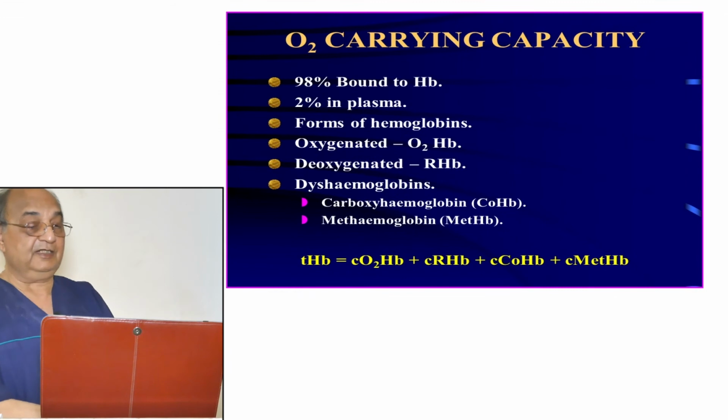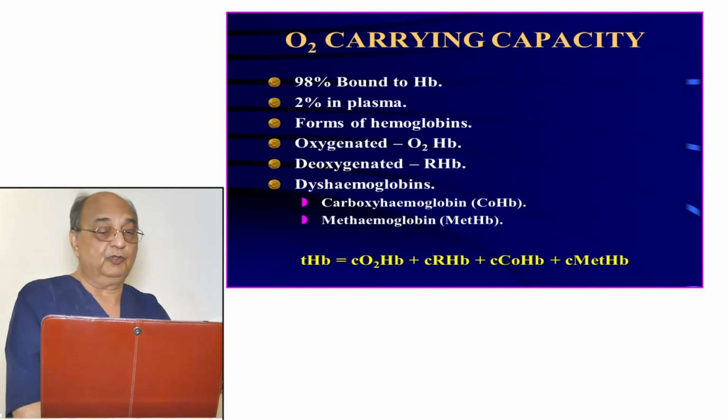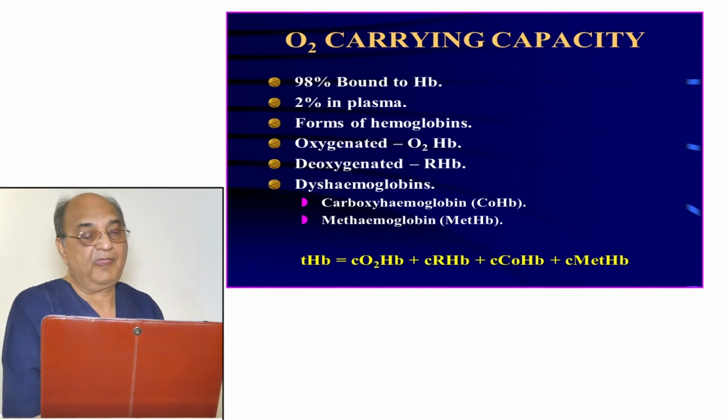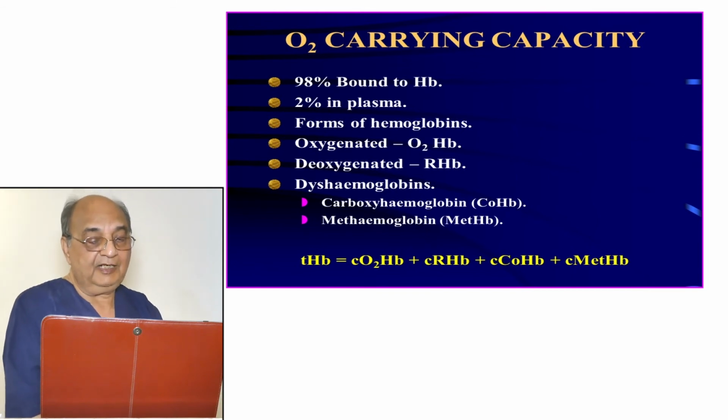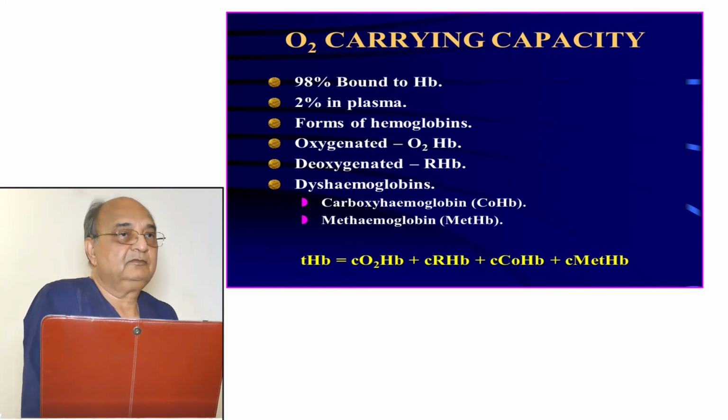Oxygen carrying capacity: 98% is bound to hemoglobin, 2% is in the plasma. And it also depends on different forms of hemoglobin. Oxygenated hemoglobin is OHb. Deoxygenated hemoglobin is RHb. And then there is dyshemoglobin, that is carboxyhemoglobin and methemoglobin.